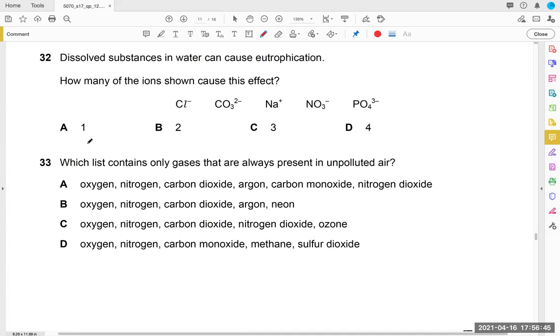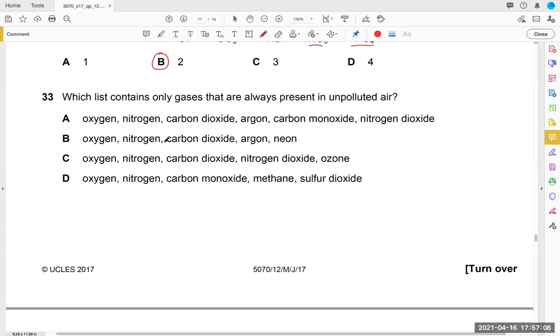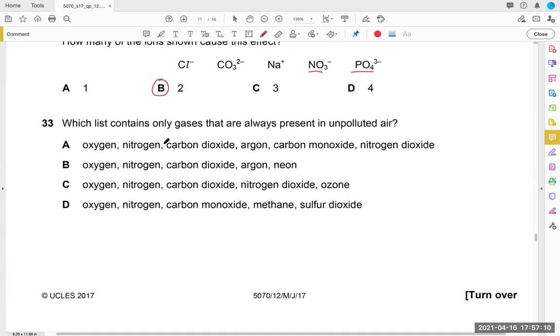Dissolved substances in water can cause eutrophication. Eutrophication will be taken out of the syllabus next year, but for this year you need to know this. How many of the ions shown cause this effect? Eutrophication is caused because of nitrate ions, phosphate ions. इनकी वजह से होती है. ठीक है? So that means our answer is going to be nitrate and phosphate, 2 of them. Basically any ion that encourages the growth of plants. Algae की growth ज़्यादा होती है जिससे eutrophication होता है.